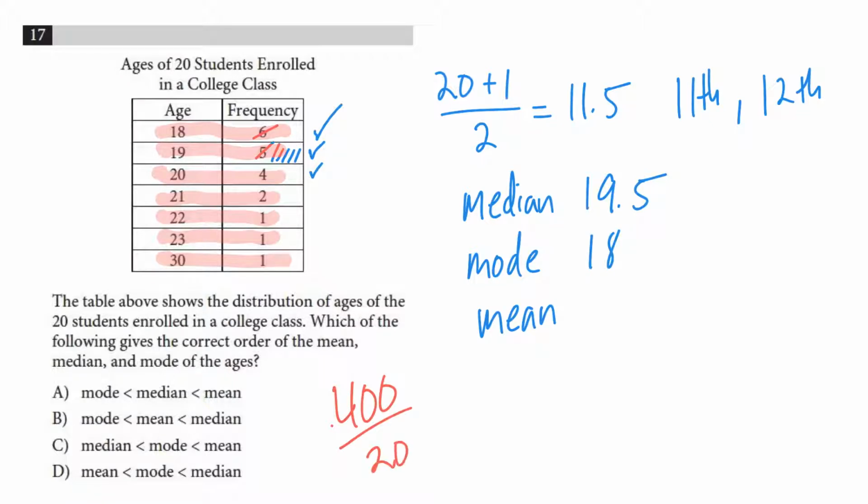And we know there are 20 individuals, or 20 students, so we see that the mean is going to be 400 divided by 20. Well, that's just 20. So we see that the smallest is going to be the mode, followed by the median, and then followed by the mean. That's going to be A. Mode, median, mean.